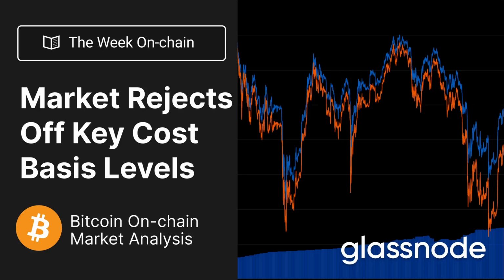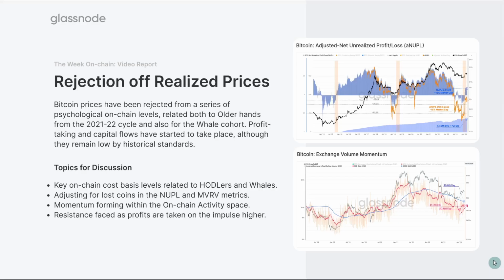There's the 200-week moving average, which a lot of people have been looking at. We've been testing the underside of that, and that just so happens to coincide with 3 fairly significant cost basis levels. So we're going to explore that in a bit of detail, and just get a bit of a gauge on how you consider these realized prices in particular.